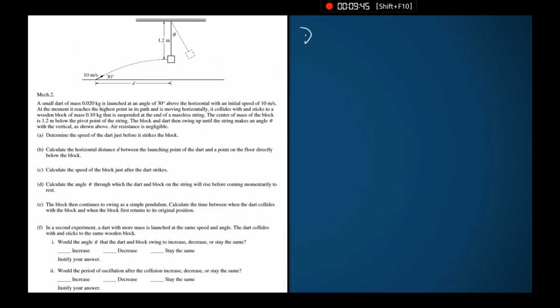And part D? Okay, we're looking for the angle through which the dart and block will rise before coming to rest. Doing D, so delta. Okay, yes. Why am I using energy? What do we need?